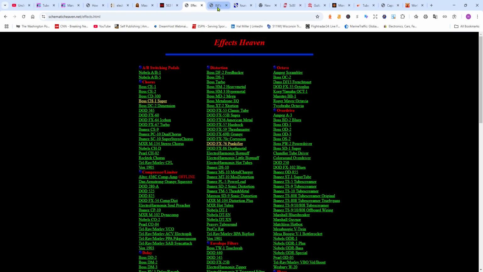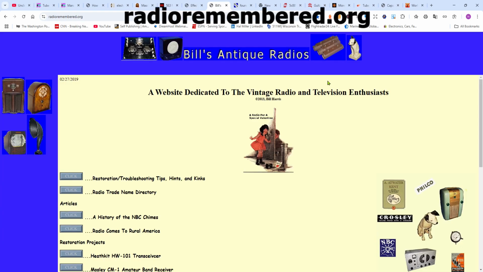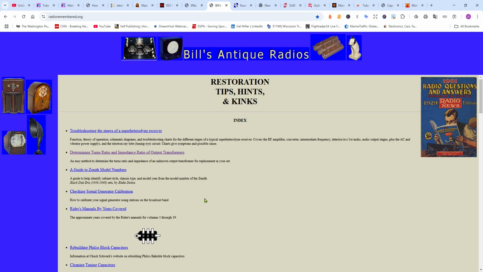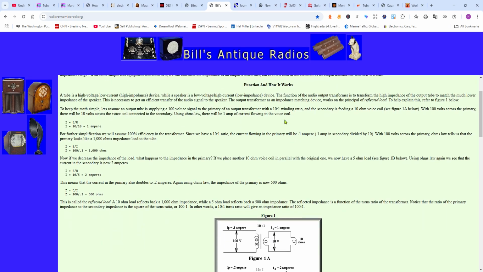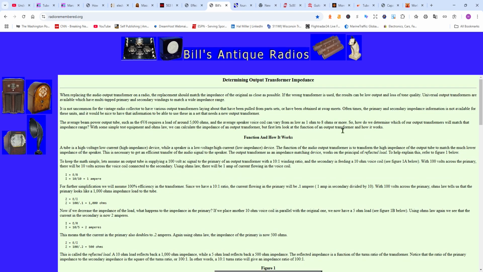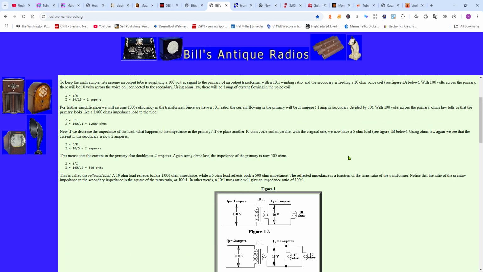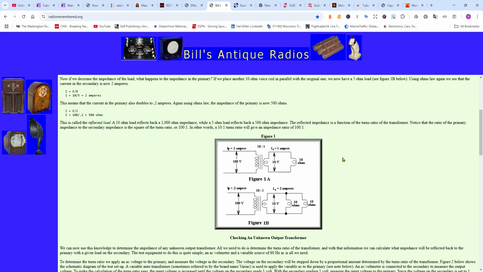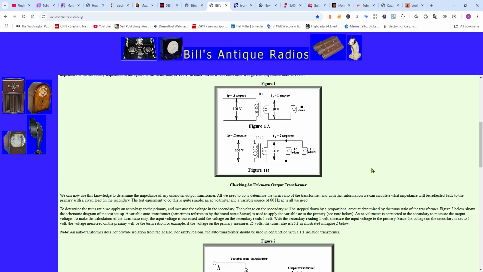Another one that I will talk about is a site called Bill's Antiques Radios, or RadioRemember.org. The piece of this that has come in most handy for me is the restoration tips, hints, and kinks, and particularly determining output transformer impedance, things like this. Again, Bill has done a fantastic job of explaining a lot of this math and in a way that even people like me can get it.